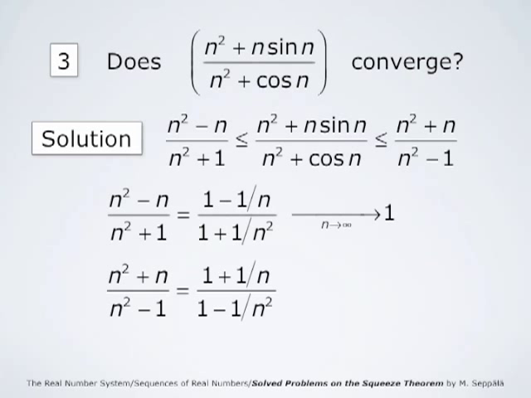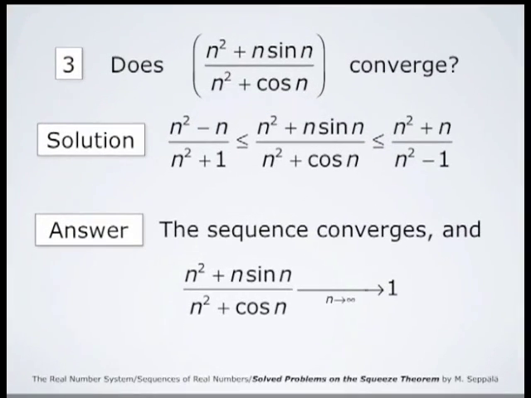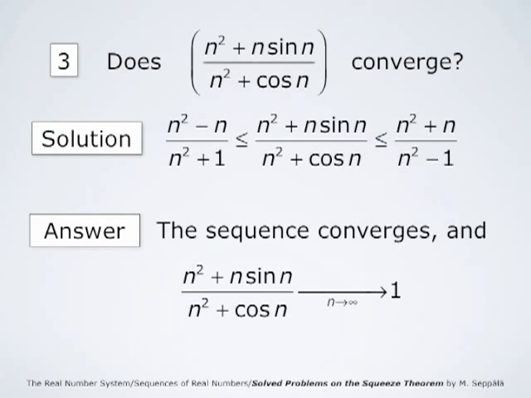Likewise, the upper estimate (n squared plus n) divided by (n squared minus 1) can be written as (1 plus 1 divided by n), and that sum divided by (1 minus 1 divided by n squared). And also here, 1 over n and 1 over n squared approach 0 as n goes to infinity, therefore the limit is 1. So we obtained for this general term lower and upper limits, which both approach 1 as n goes to infinity. By the squeeze theorem, we now conclude that this sequence converges and that its limit is 1 as n goes to infinity.